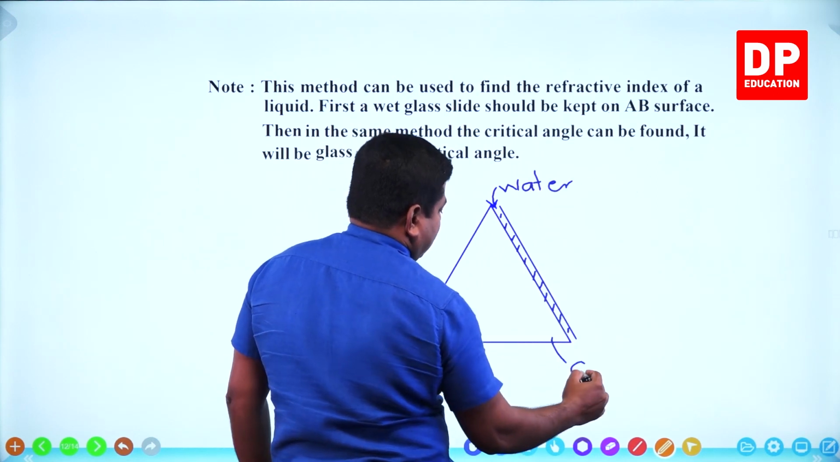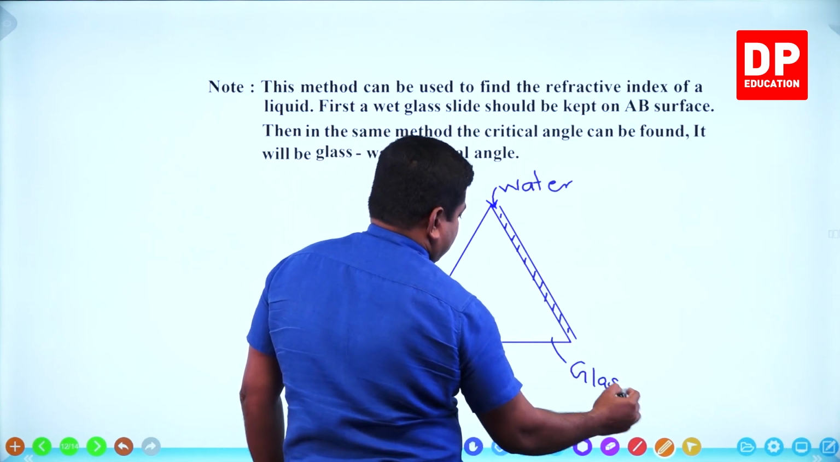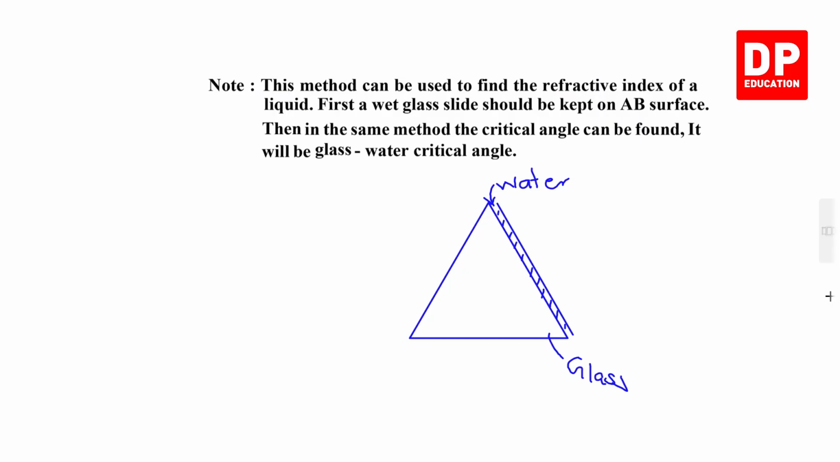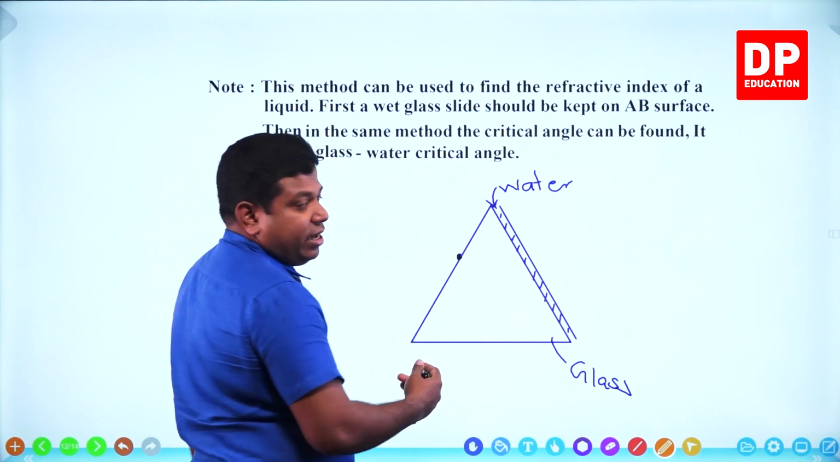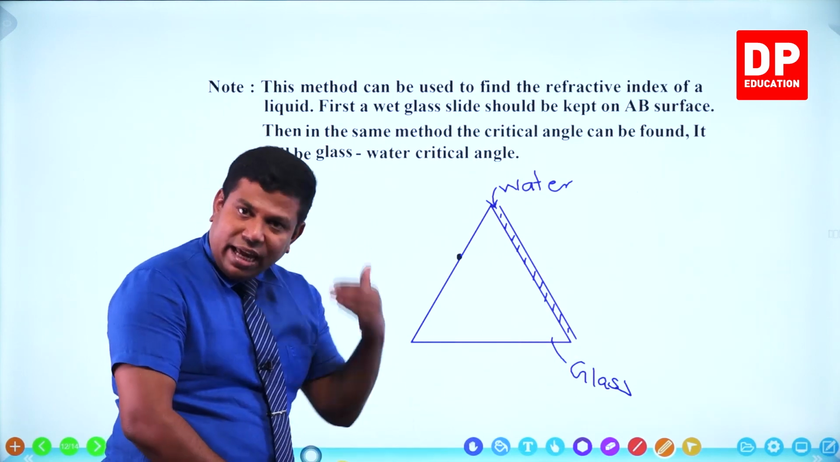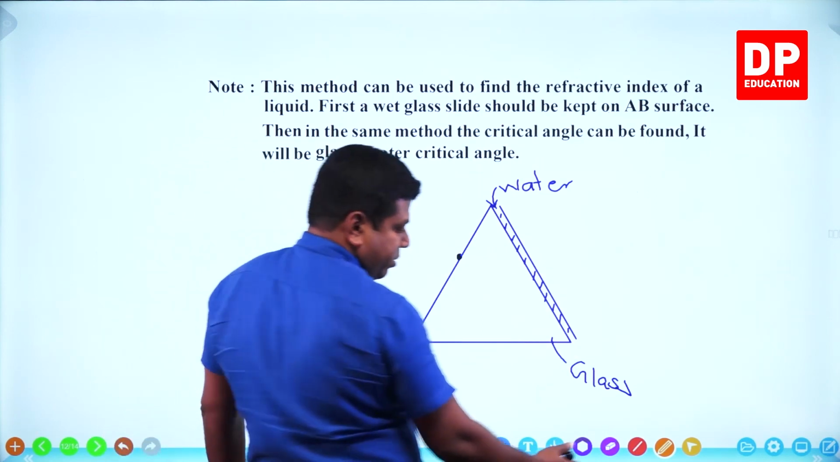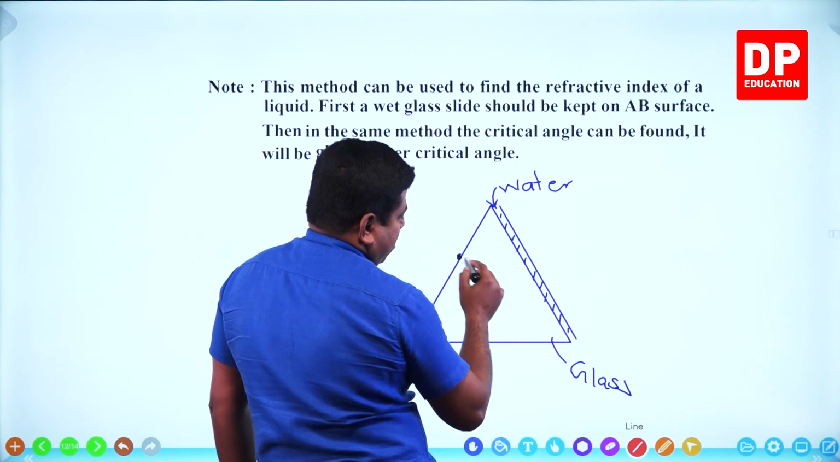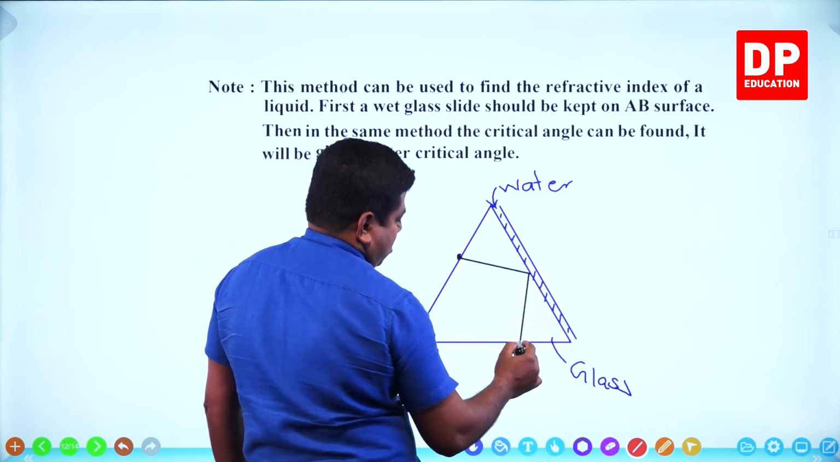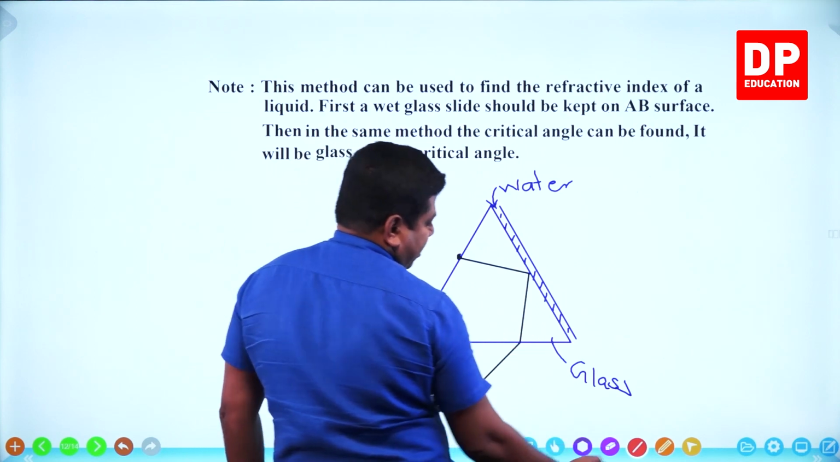And what is this? This is glass. Same method you are going to do. You will fix a pin here and then draw the line. You find the critical angle, or find the last image you see, like what we did for glass. You'll get something like this.